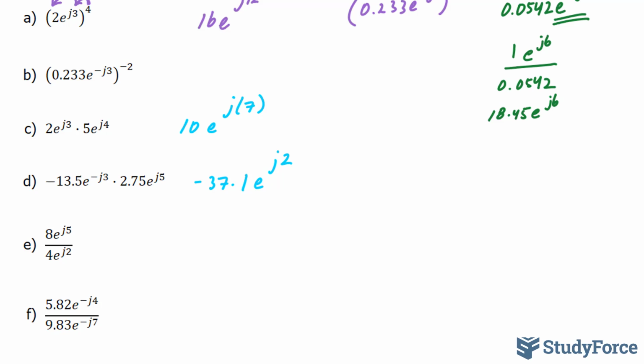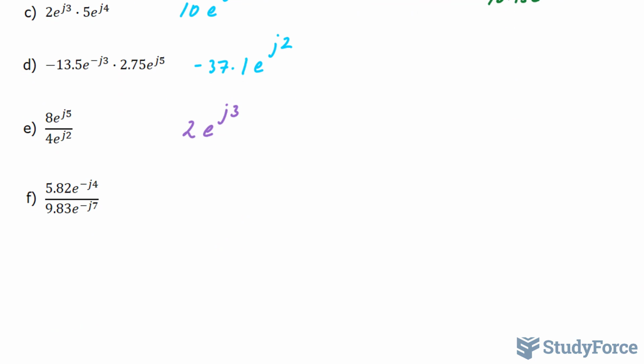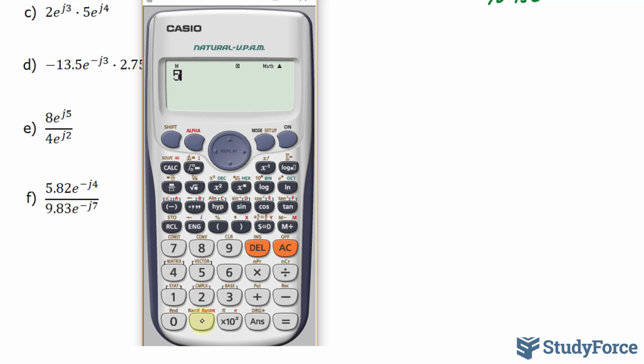E and F deal with division of exponential form complex numbers. The first step is to divide the radii. 8 divided by 4 is 2. E to the power of, and 5 and 2 are subtracted. So j to the power of 3. Lastly, we'll use our calculator for this.